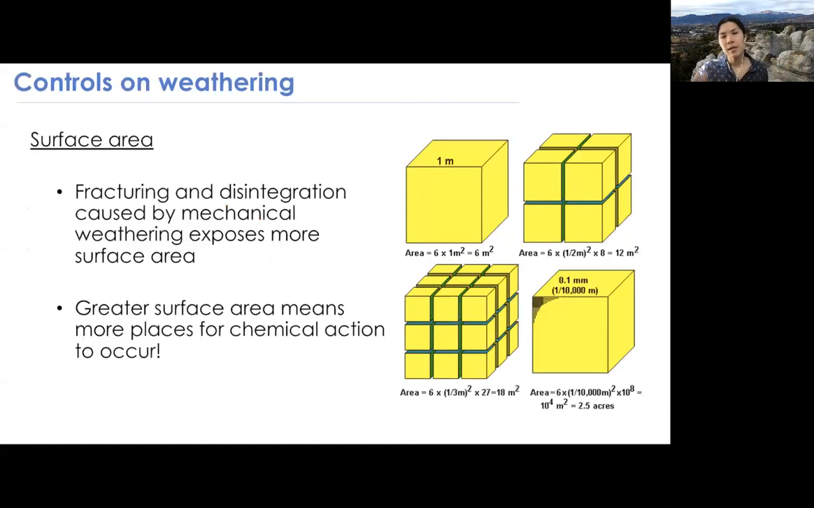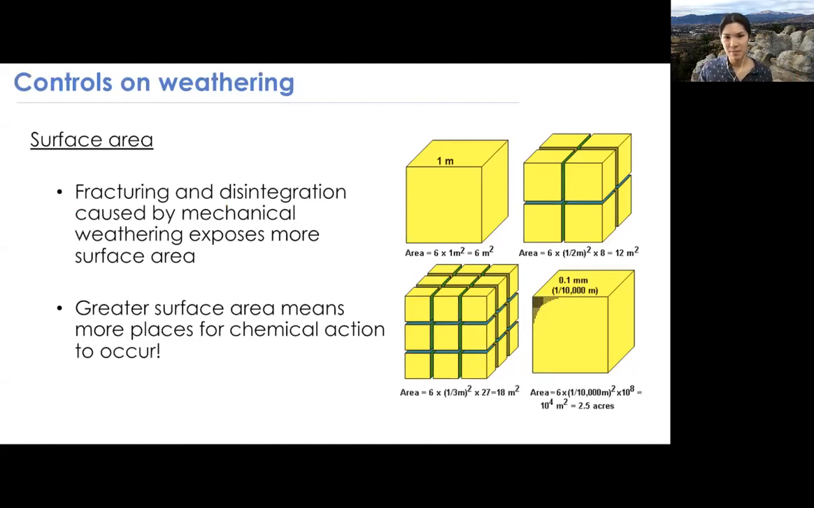So there's going to be 3 main controls on whether or not weathering can occur. And this is important to keep in mind, as we've mentioned before, because weathering is going to lead to the loose material that could form the potential for hill slope failures and hazards. So the first of these controls is surface area. As more and more of a rock is exposed, there's more and more surface of that rock exposed to weathering processes, whether it's chemical or mechanical.